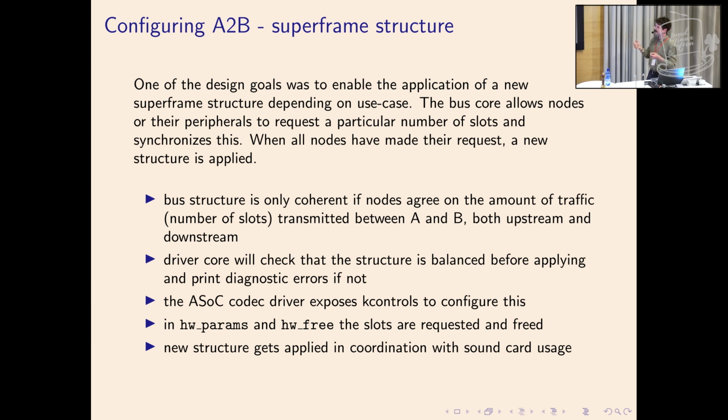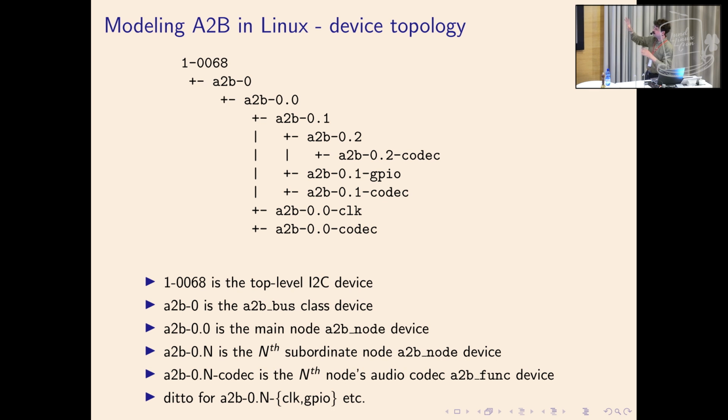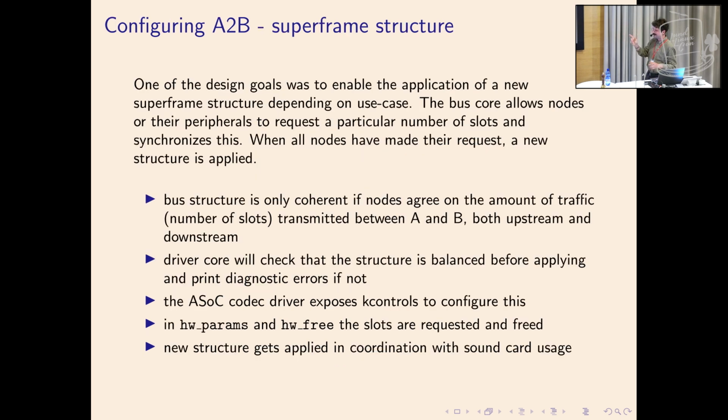So I have a guarantee that if all of the codecs inside my A2B system are registered into the same sound card, then I'm going to get, not necessarily in order, but eventually all the hardware params called, and that's the moment where I can apply whatever structure has been set in these K controls. Or in the case of free, I can de-apply it and reduce data activity on the A2B bus, and that actually saves some marginal amount of power as well.